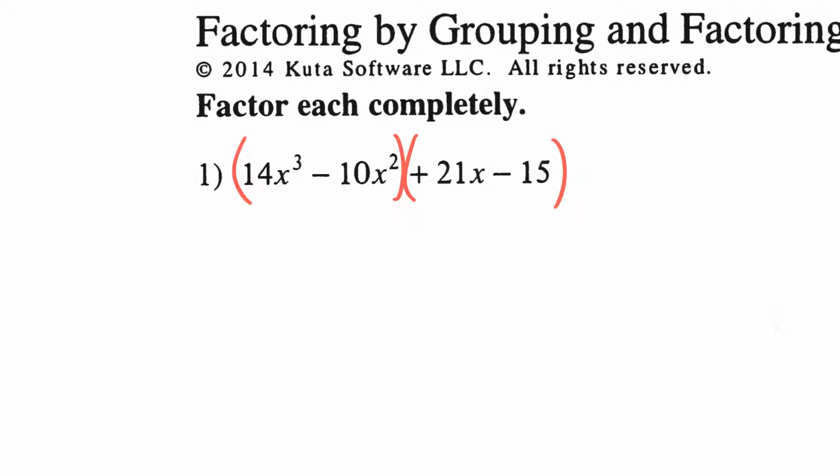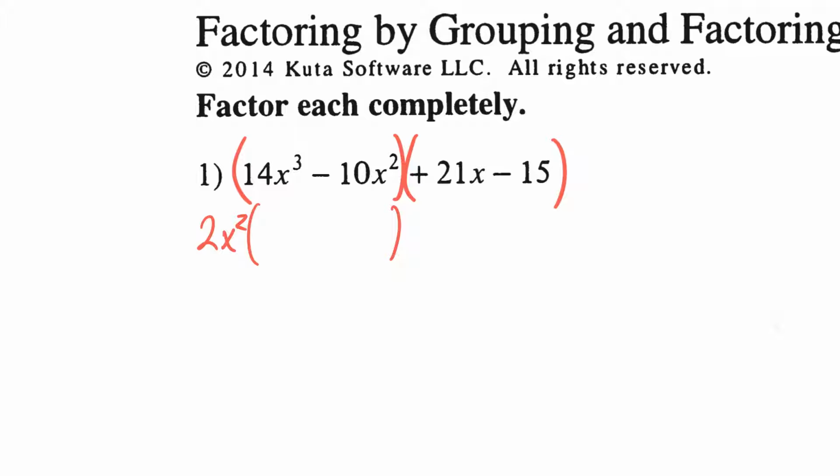Okay. So what can I pull out of the first group there? X squared. Okay, I can pull an x squared from the variables, but from the coefficients, the numbers in front, what's the biggest number? A 2. So I can pull a 2 and an x squared out of each of those. So I can pull out a 2x squared.